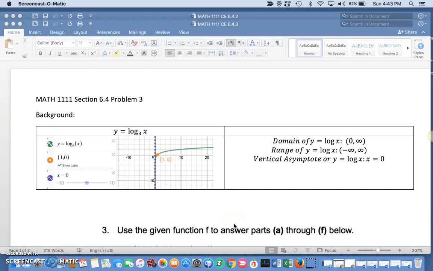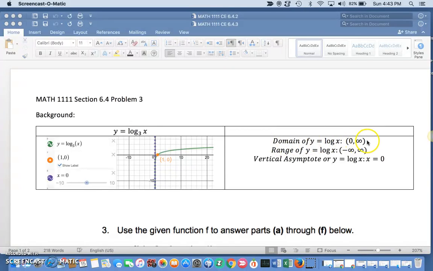Okay, this is problem 3 in 6-4. Very much like problem 2 was, except you're given a base of 3 here. So this is the basic graph of y equals log base 3 of x. Here's the point (1, 0). Your vertical asymptote is x equals 0.